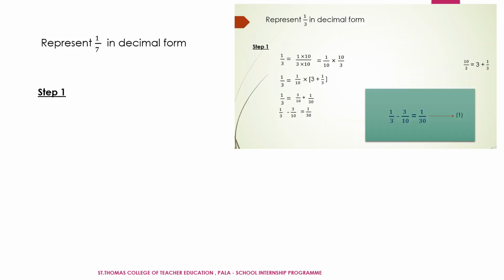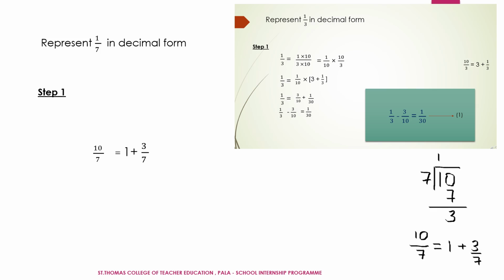Okay. Before that, are you remembering this screen that you have seen in the earlier classes? Here what we have done? We split 1 by 3: first of all we multiplied 1 by 3 with 10 and split it as 1 by 10 into 10 by 3. And then we divided 10 by 3 and replaced it with 3 plus 1 by 3, isn't it? Here in this case we are doing the first step as dividing 10 by 7. And we get its answer as 1 plus 3 by 7.